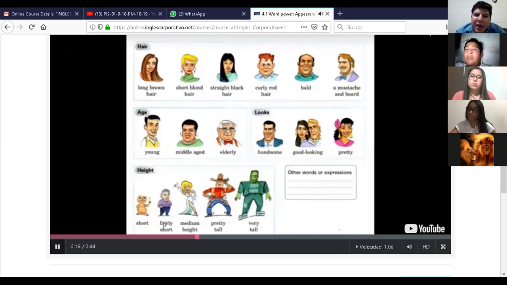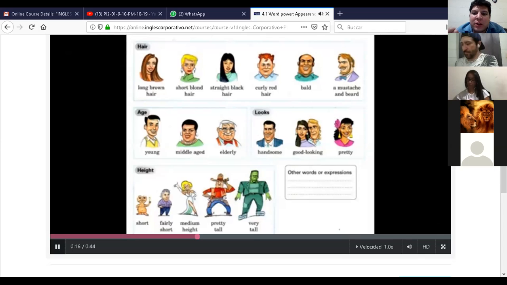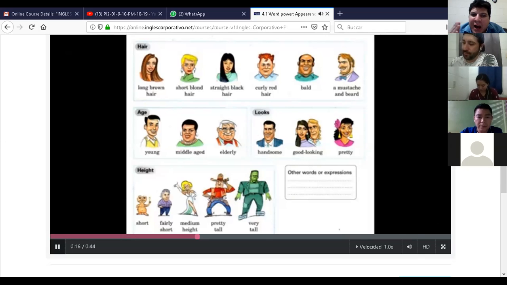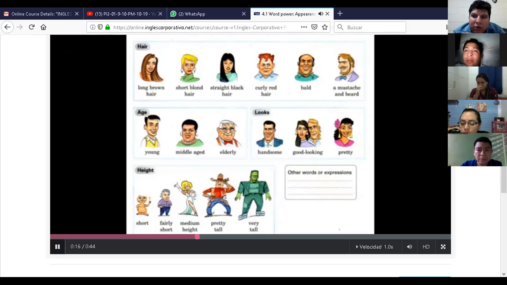Short. Then we have this, pequeño, fairly short. Fairly short. Everyone try to repeat so you can move the muscles of your mouth. Fairly short. Next one, medium height. Medium height. Generalmente la D, guys, suena un poco como R. Okay? Medium height is acceptable, but normally people will say medium. Next one, pretty tall.